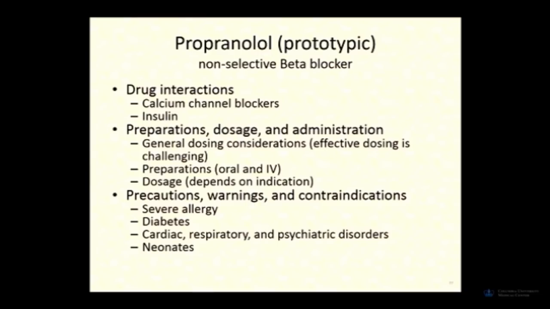Okay. Drug interactions, calcium channel blockers. Calcium channel blockers are also used in the treatment of cardiovascular disease, and help reduce blood pressure. Okay, so calcium channel blockers can cause a certain degree of vasodilation. So using propranolol along with calcium channel blockers can run the risk of extreme hypotension. And then since propranolol blocks the breakdown of stored glucose by the liver and can cause hypoglycemia, giving propranolol along with insulin increases the risk for hypoglycemia.